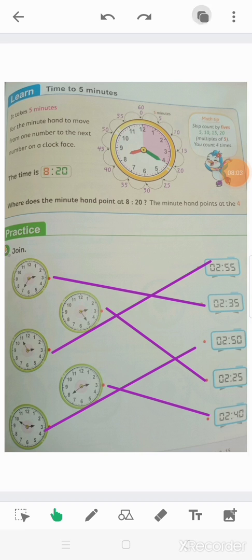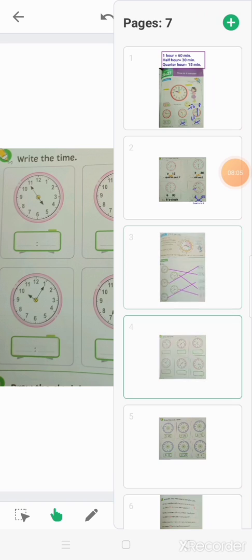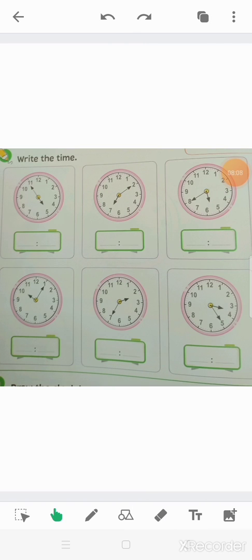Okay, let's see the next one. Here we have, write the time. Look at the first one. Is it 5? No, not yet 5. If it's 5, it must be exactly on 5. It's between 4 and 5. So it's 4 and 11 by 5, 55.